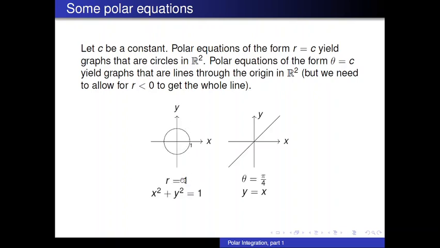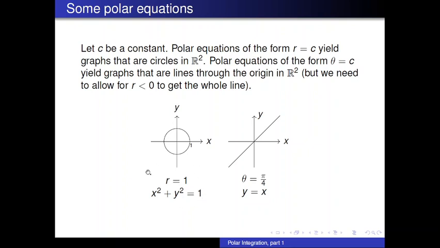So here we have the equation r equals 1. Okay, that's a circle of radius 1 in the xy plane, right? It's centered at the origin, too. This is a good old unit circle. We remember this one, right? And what is the equation in rectangular coordinates for that? Rather, x squared plus y squared equals 1.